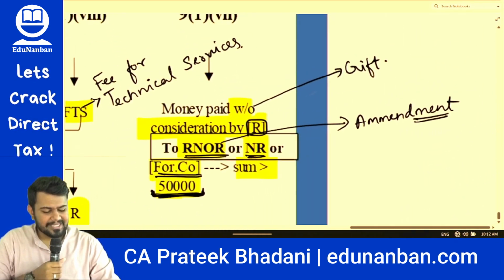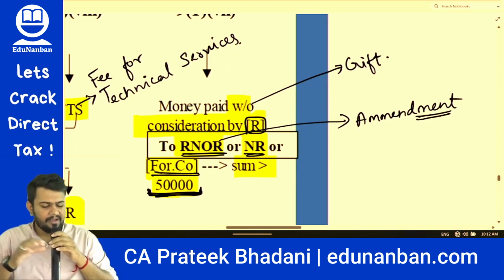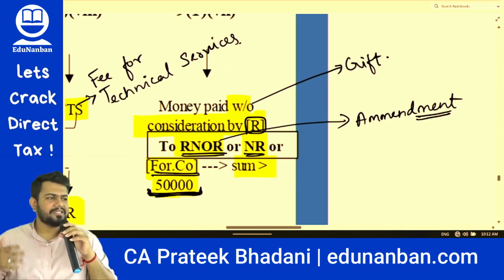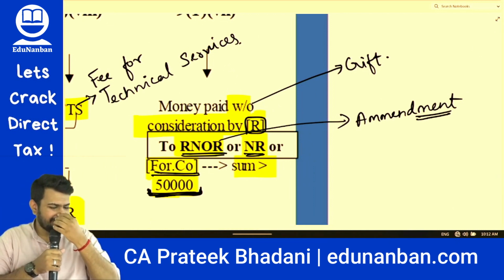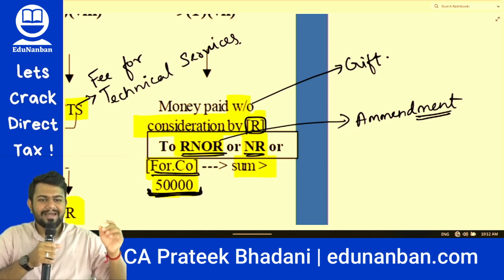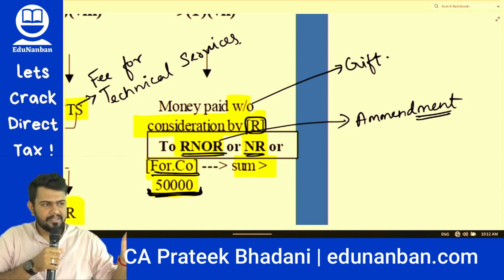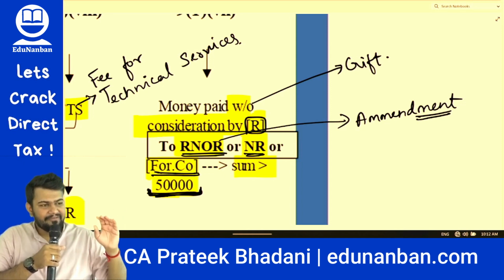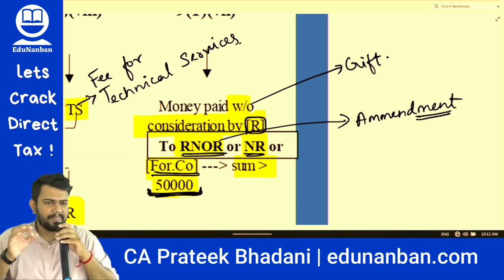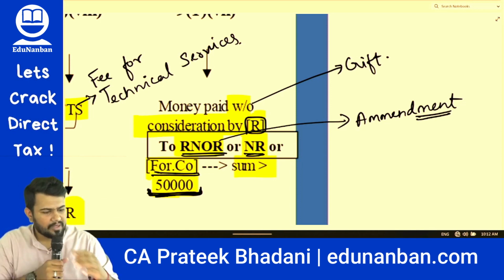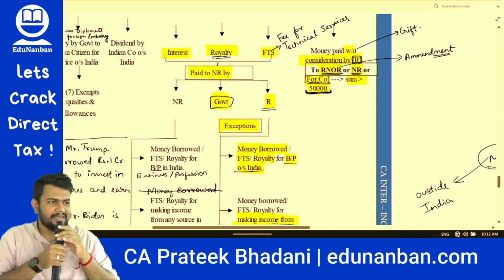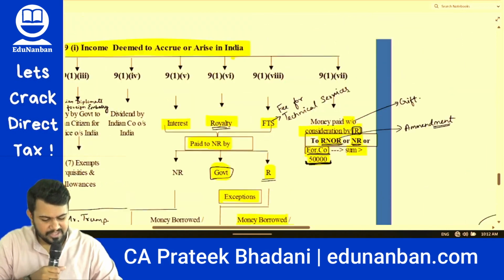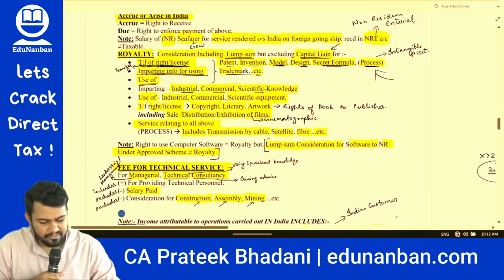First, let me discuss the last point. If money is paid without consideration, what does it mean? It is like a gift. If money is paid without consideration by a resident to a resident but not ordinarily resident, or non-corporate non-resident, or a foreign company, which is greater than 50,000 rupees, then such amount will also be deemed to accrue or arise in India. Then let's come to interest, royalty and fee for technical services, the last part of this chapter. Now, what is the meaning of royalty?